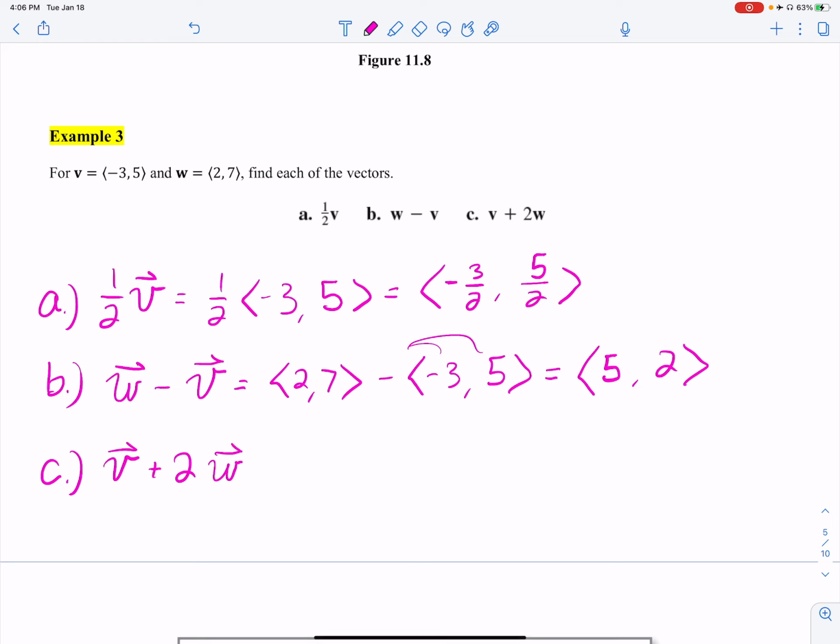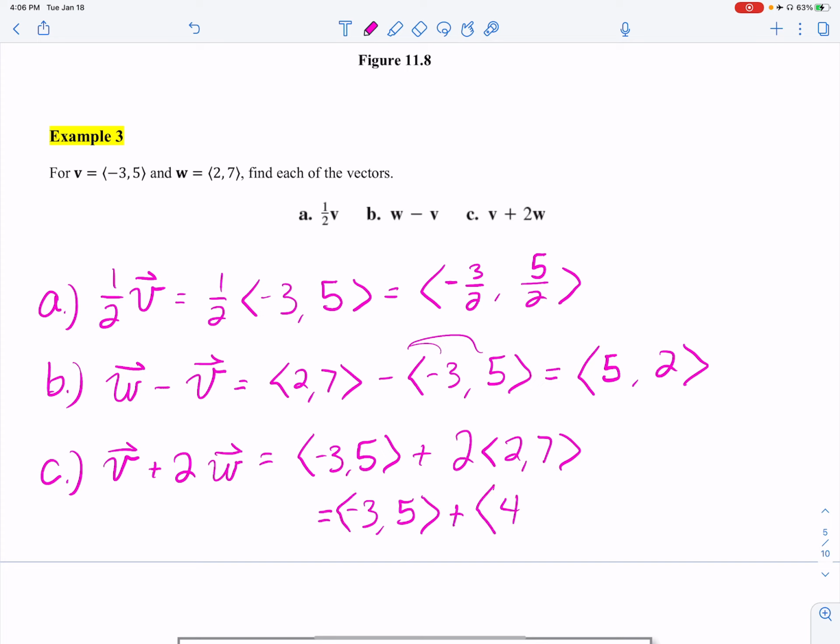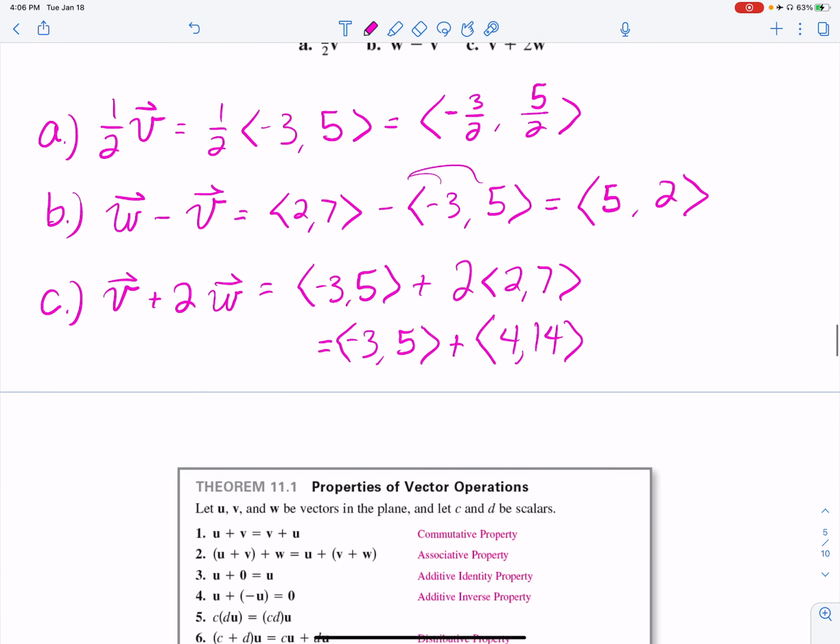v and w, I'm adding them together, v plus 2w. I just write these out. v is negative 3, 5 plus 2w, 2, 7. I get negative 3, 5. I keep these, make sure you're writing all that in, plus, because without it doesn't mean a vector. I multiply here, I get 4 and 14. When I add, I get 1 and 9. So the resultant vector is 1, 9.